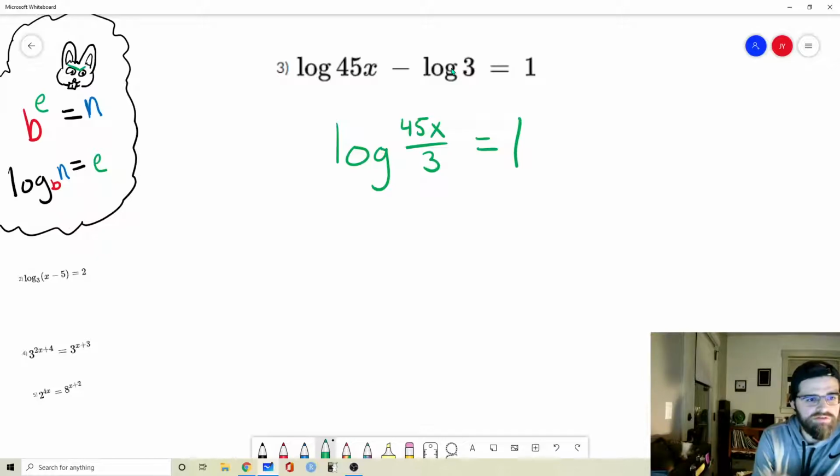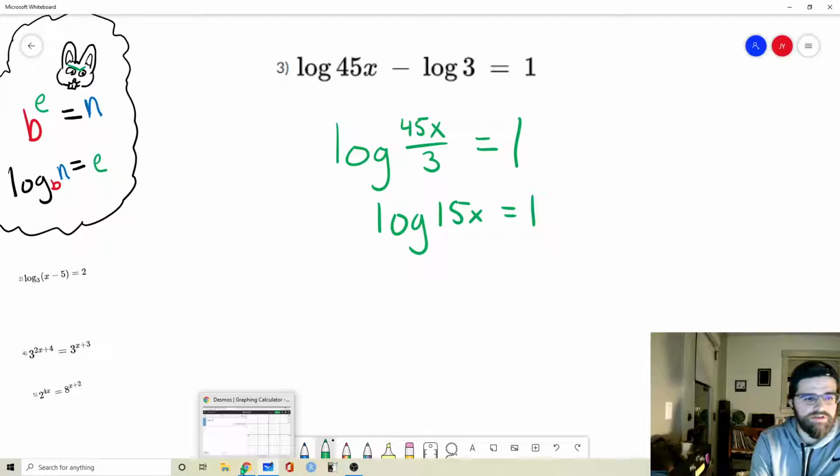Before I do that, 45x over 3, 45 divides by 3, so I can simplify this. I'm going to go ahead and do that. This is the same thing as saying log of 15x. Again, 45 divided by 3 is 15, so this is just a little cleaner.